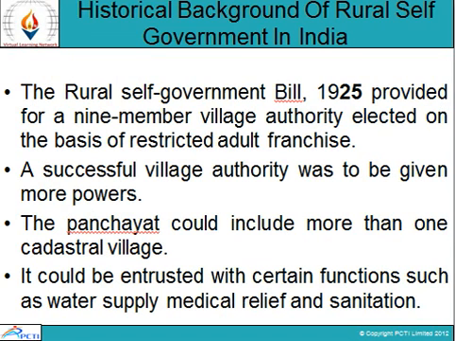The Rural Self-Government Bill 1925 provided for a 9 members village authority elected on the basis of restricted adult franchise. A successful village authority was to be given more powers. The panchayat could include more than one cadastral village. It could be entrusted with certain functions such as water supply, medical relief and sanitation.